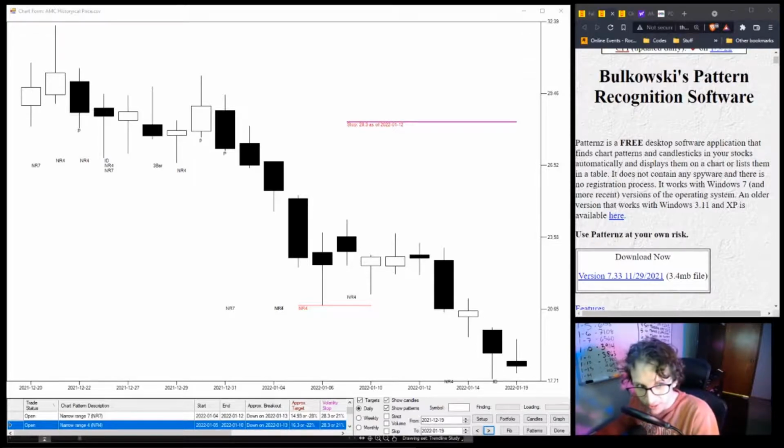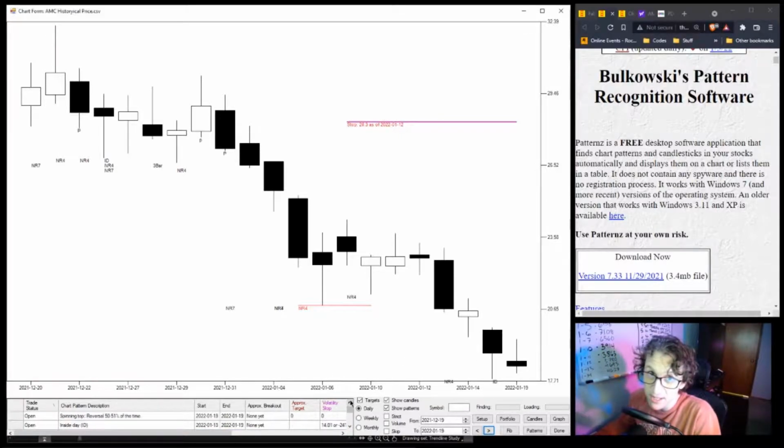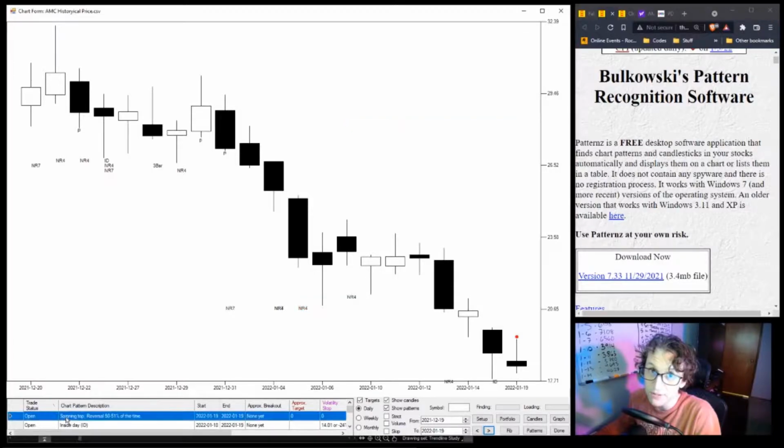Starting today's video on candlestick chart patterns. This is Bulkowski's pattern recognition software. I thought I would pull this up every single day just to see how it goes. There are a few different open patterns currently with price targets in the low teens.